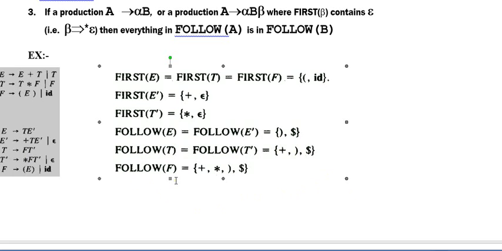Now follow of F. Find the F. Yes, we have got it. Right after that F we have also T dash. So first of all we need to check the first of T dash, which are into and epsilon. Into will be put in directly, and then for this epsilon we need to find the follow of T, which are plus, bracket close and dollar. So plus, bracket close and dollar are included. So we have also found the follow of E, E dash, T, T dash and F, and first of E, T, F are the same, then E dash and T dash are the same. I hope the first and follow are clear to you.